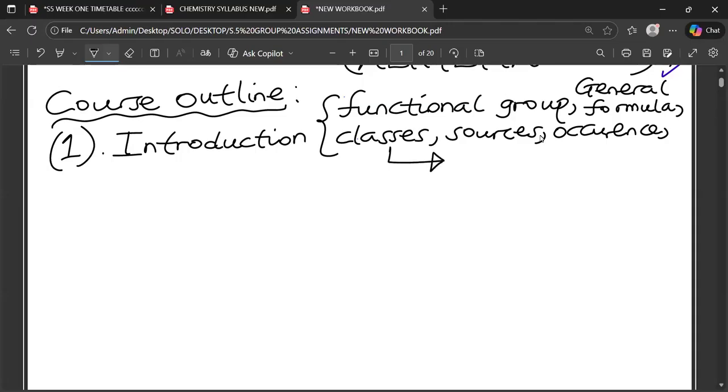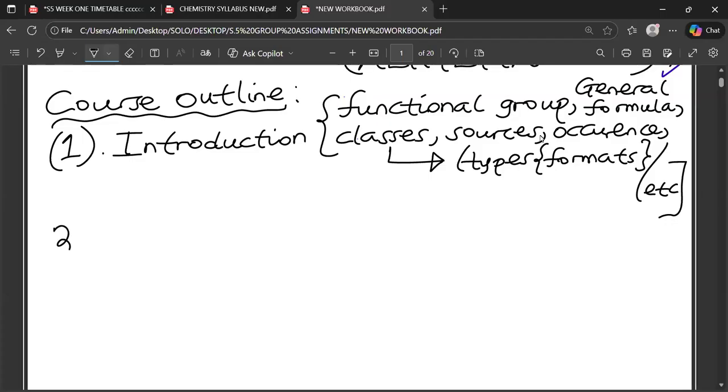Classes sometimes, like for this very case of alkyl halides, we can have classes. We can also have types. Types, for me, I can call them formats. And etc. That story is part of the introduction, so you be ready. We shall share those learning outcomes.